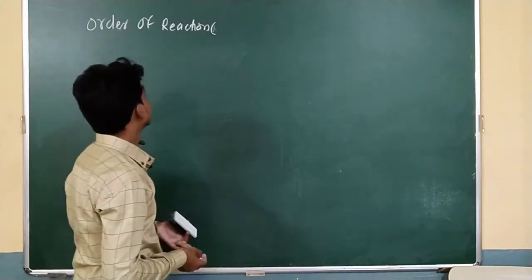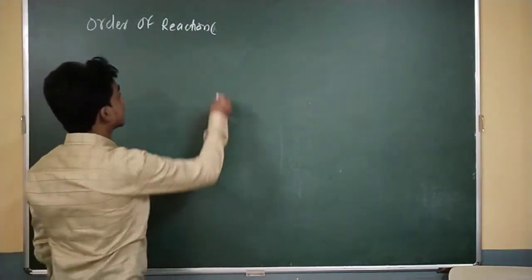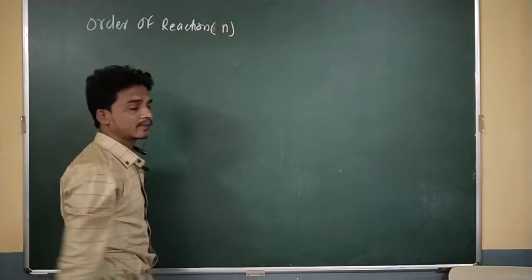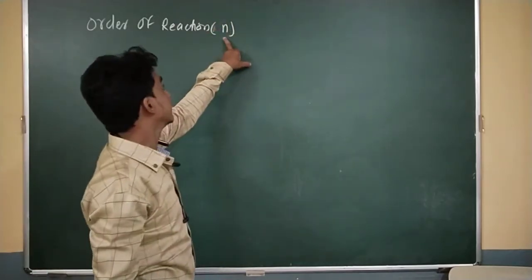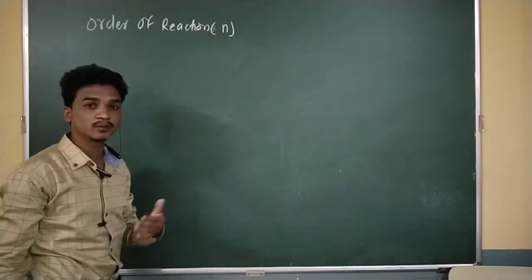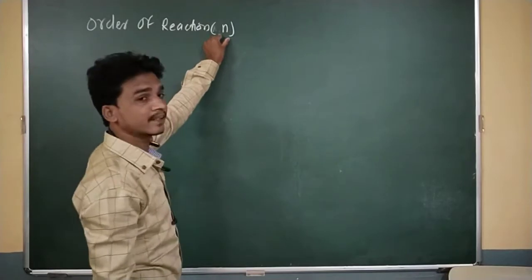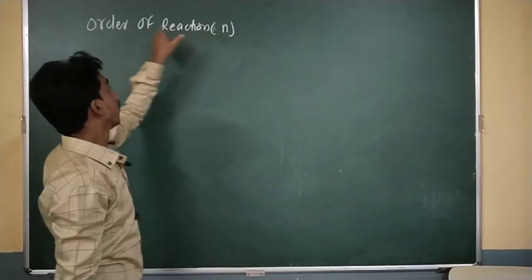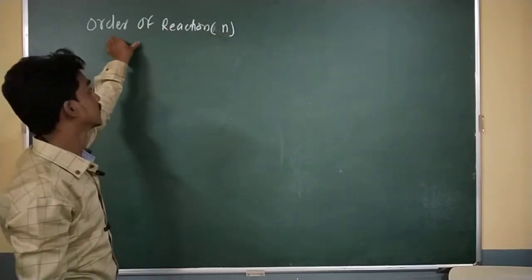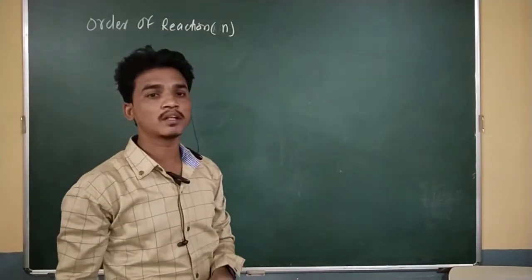The order of any chemical reaction is denoted by small n. If in chemical kinetics small n is given in any book or reference book, n means the order of the reaction. In chemical kinetics, the order of reaction is denoted by small n.